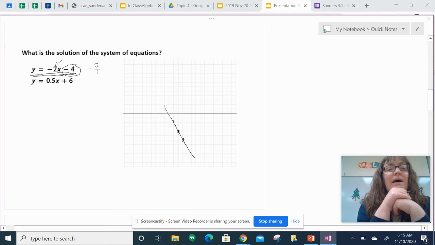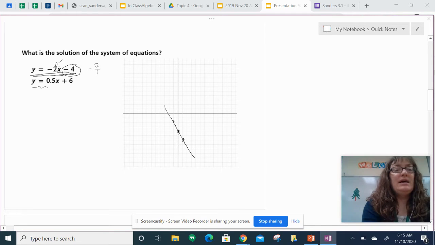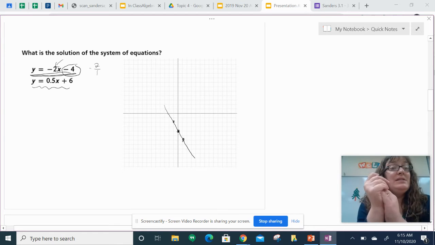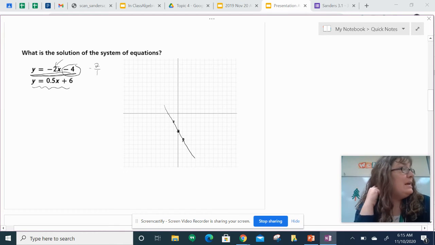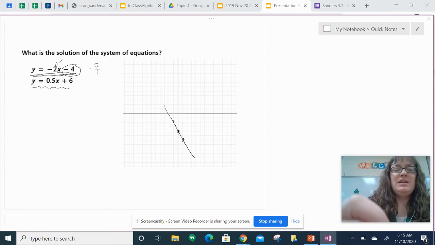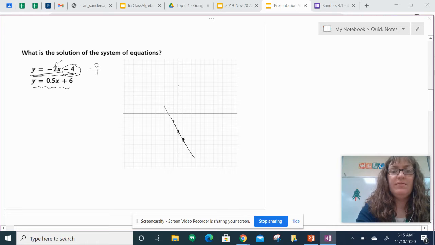All right, so now I'm going to look at the second one. The second one is also written in slope-intercept form. So I'm going to begin by graphing the y-intercept, which happens to be at 6 this time. So 1, 2, 3, 4, 5, 6. And then its slope is 0.5. Now I'm going to rewrite that as a fraction, 1 over 2. So that tells me I'm going to rise 1, run 2, or go down 1 and left 2. And I'm going to connect that one as well.